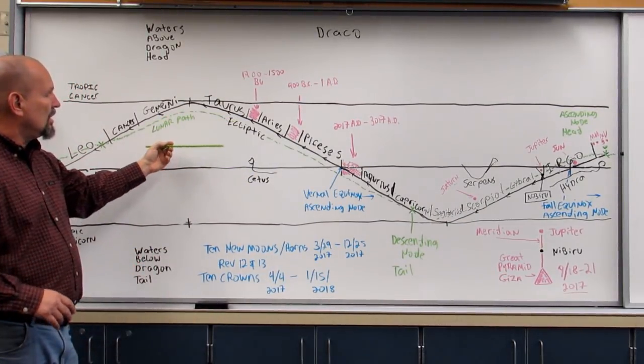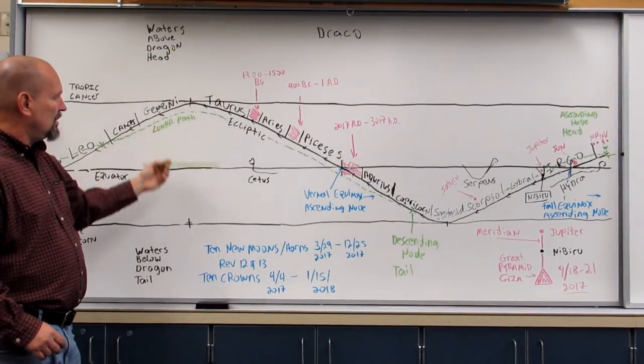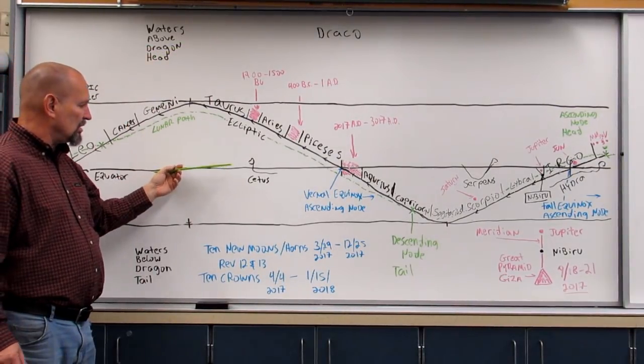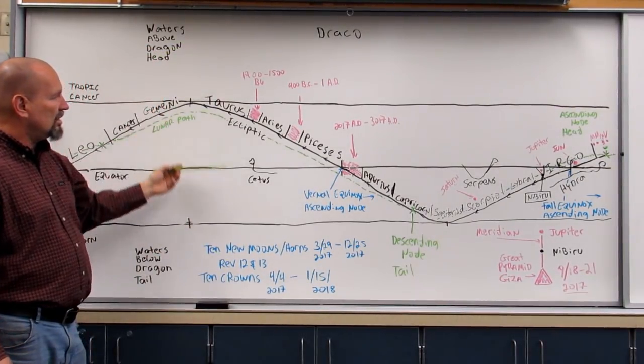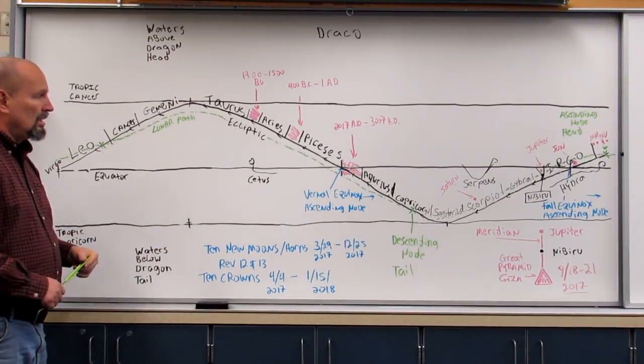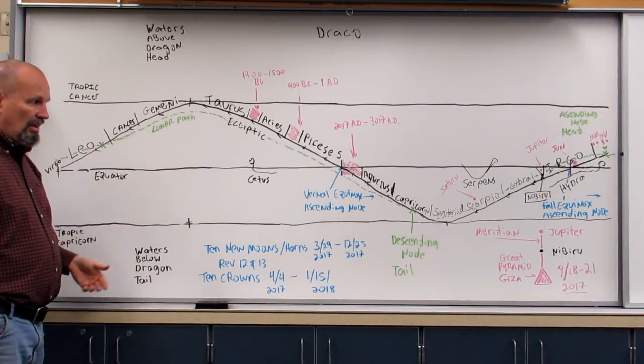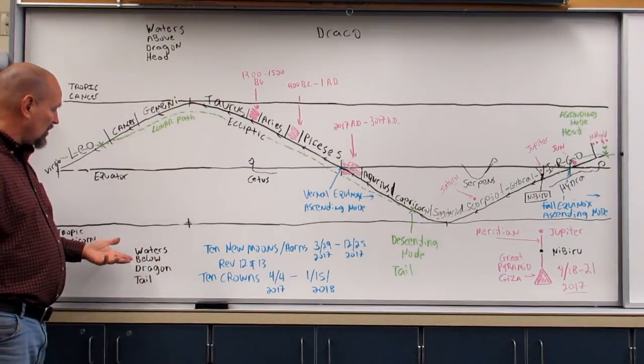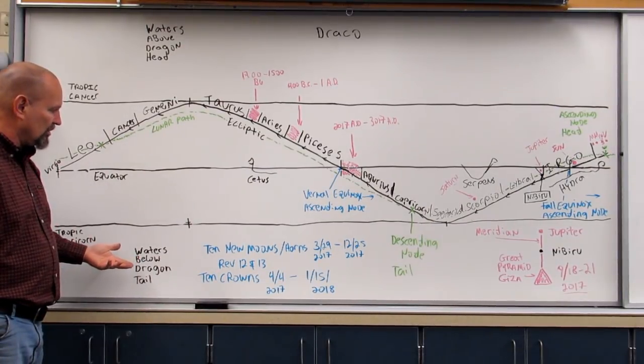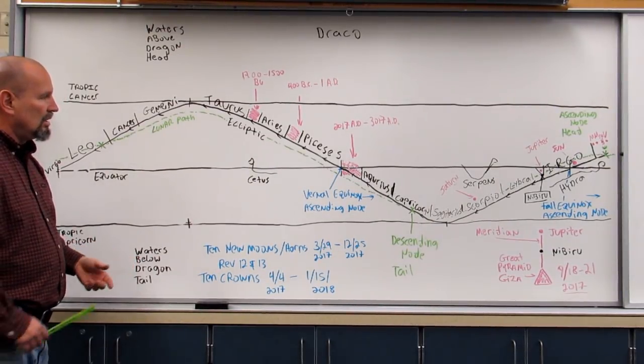So above the equator, the water's above. Below the equator, the water's below. Dragon head, dragon tail. Okay, if you've been paying attention and following along, then this should be fairly easy for you to still track along with.